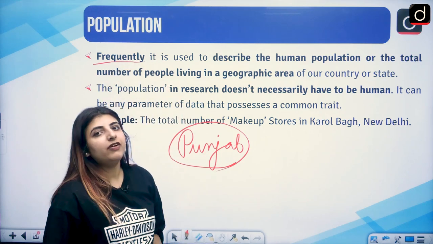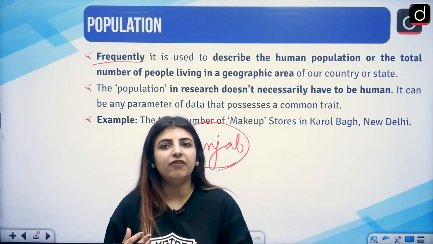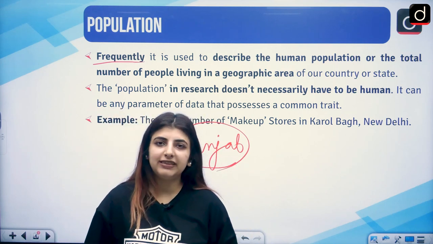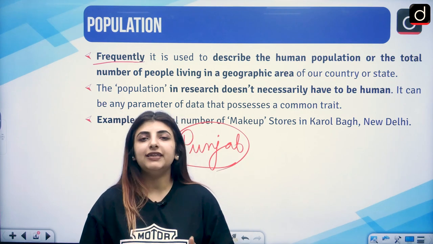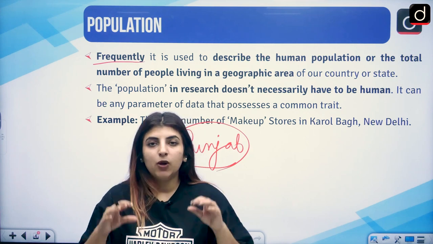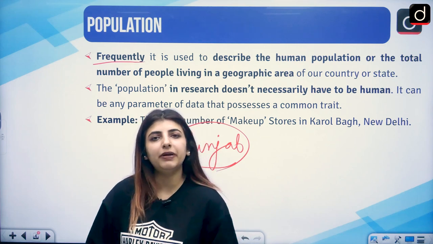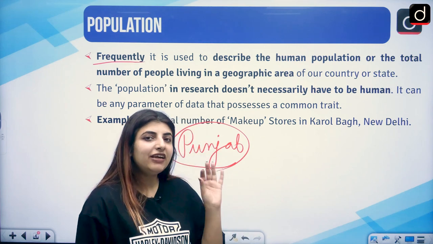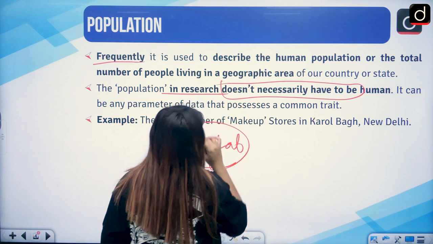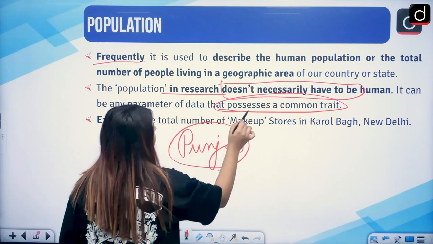Now, usually if we talk about population, we generally associate the word with humans only. But when we talk about research, we never think of the population as just humans. We can take pets, dogs, we can take other things, medicines as a population as well, right? So we need to carefully identify what we need to. In research, it does not necessarily have to be humans, but of course, it should possess some common trait.